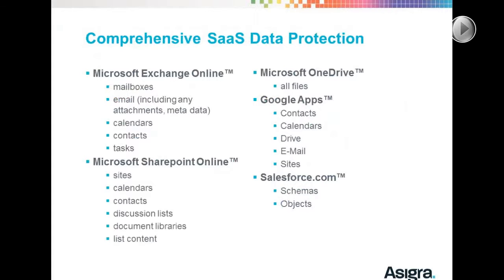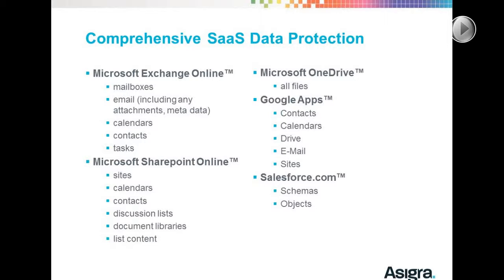So if we get into some specifics about what's actually protected, you can see it's very comprehensive protection. With Microsoft Exchange, it's mailboxes, email, calendars, contacts, tasks. With SharePoint Online, it's the entire site, calendars, contacts, discussion lists, document libraries, list content. With Microsoft OneDrive, it's all files. With Google Apps, it's contacts, calendars, drive, email, sites. With Salesforce.com, it's schema and objects.